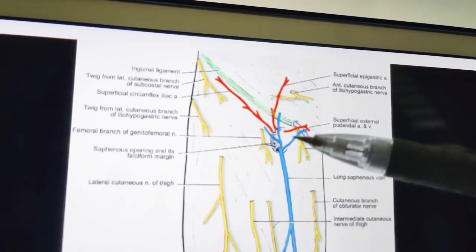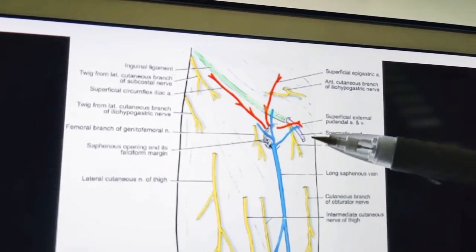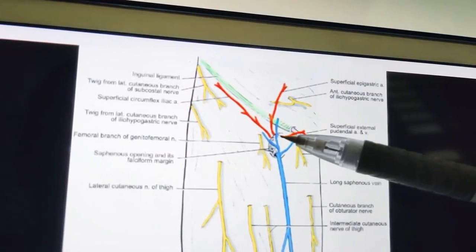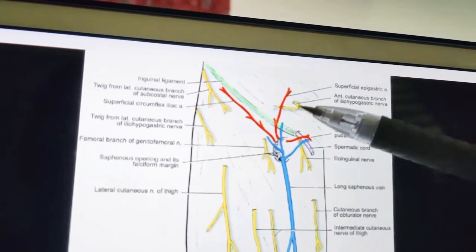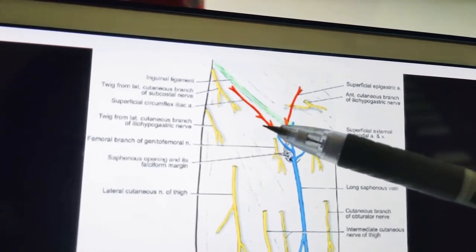One thing to remember about cutaneous arteries is they are piercing the cribriform fascia. Okay. So superficial external pudendal artery supplies the external genitalia. Superficial epigastric artery supplies the anterior abdominal wall by going up to the umbilicus. And next you have the superficial circumflex iliac artery.